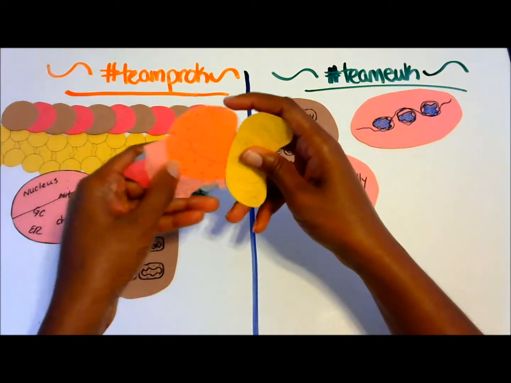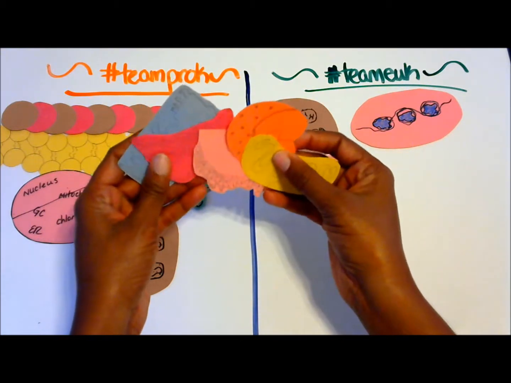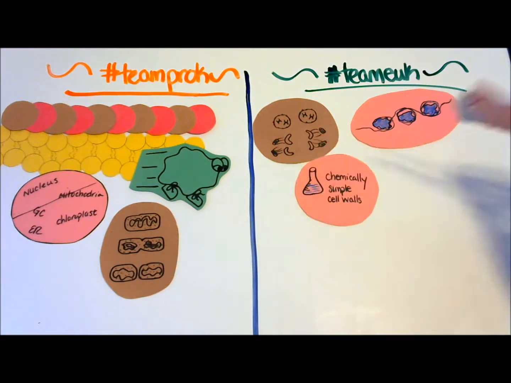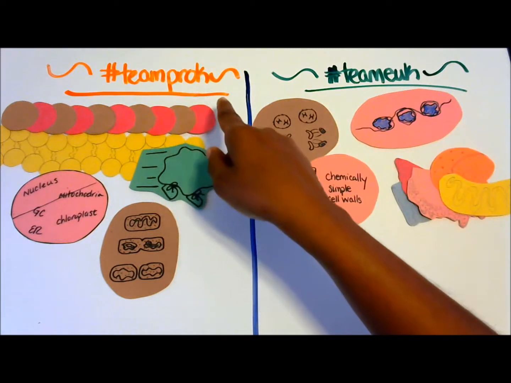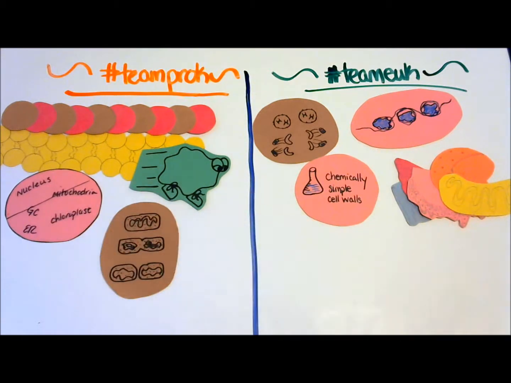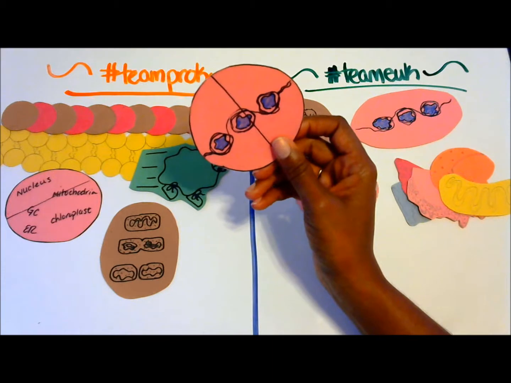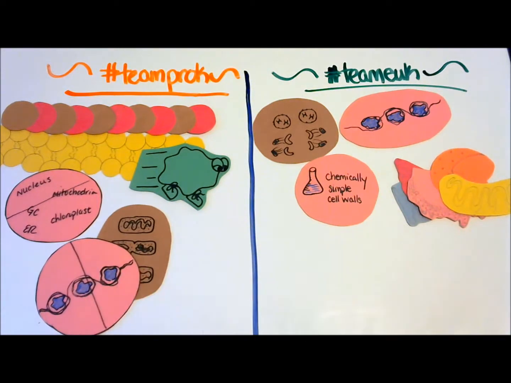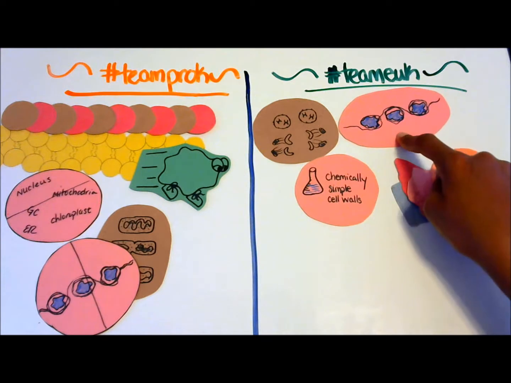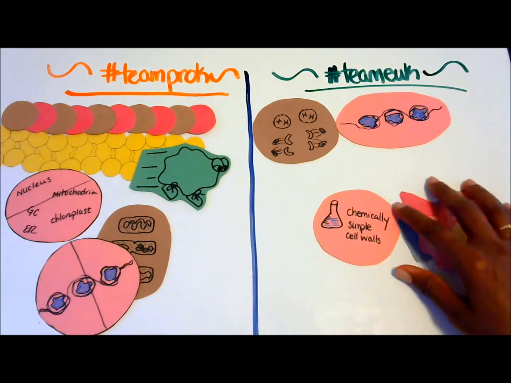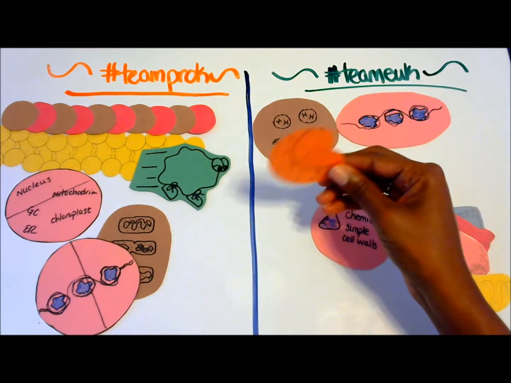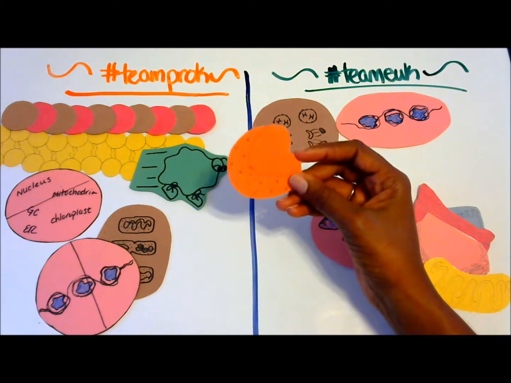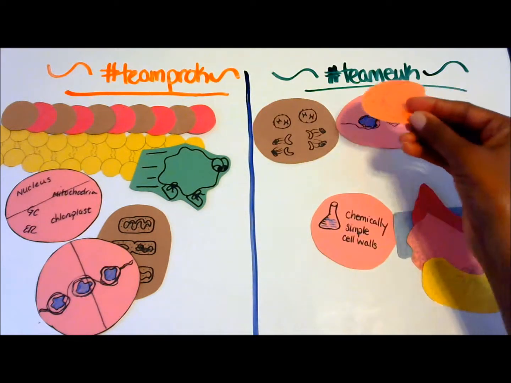Now this team has organelles. Team prokaryote or team eukaryote? Team eukaryote. Since team prokaryote does not have organelles. Lastly, this team does not have histones or non-histones. And it's team prokaryotes, since team eukaryotes have histones and non-histones. And one more. This team has a nucleus, and the DNA is enclosed in the nucleus. And I know you guessed it, team eukaryotes.